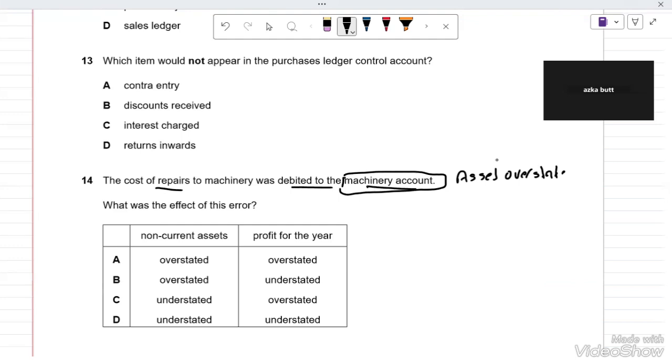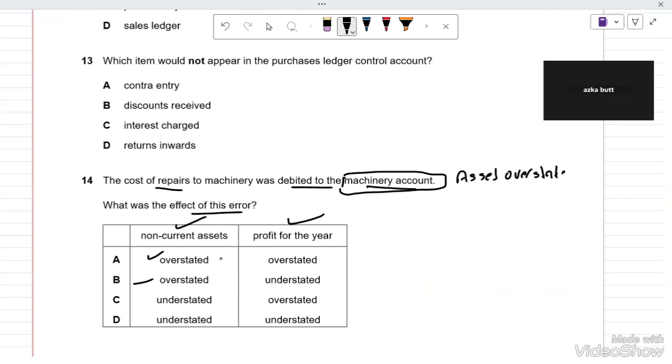And what was the effect of this error? Okay, so we have to see what was the effect of this error on the non-current assets and on the profit for the year. So we know that the assets are overstated, so it means that A or B could be the right option. But now let's check the profit for the year.